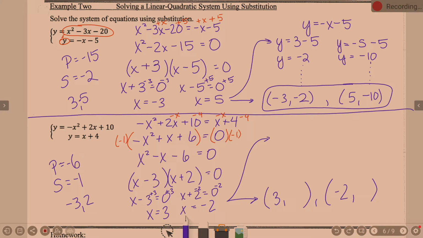Which equation did you guys use? Y equals -x squared plus 2x plus 10, or y equals x plus 4. I don't know about you guys, but I'm all for the linear. Y equals x plus 4. So, the first one, y equals 3 plus 4. Ooh, tough math. We got that? Y equals 7. And the other one, y equals -2 plus 4, which is 2.